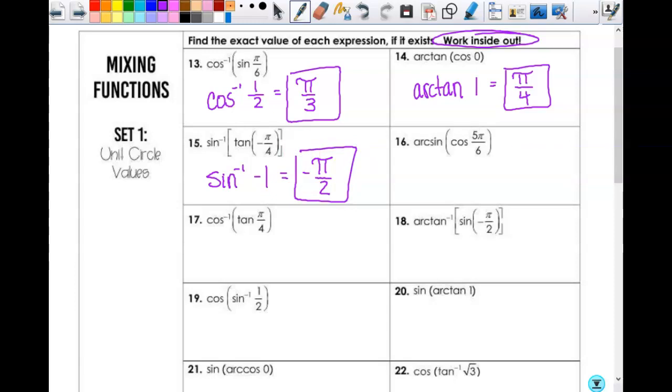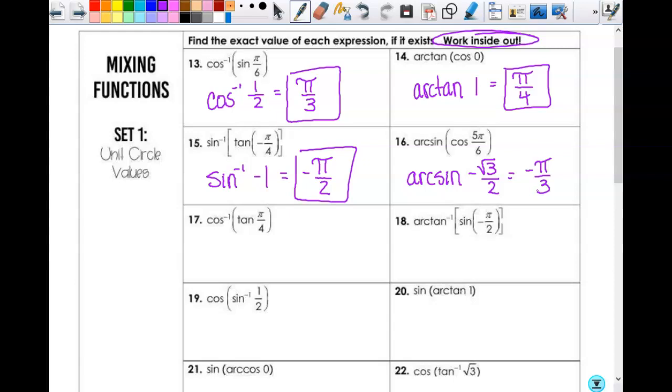Then the arcsine of the cosine of 5 pi 6. So what is the cosine of 5 pi 6? Square root of 3 over 2, positive or negative? Negative. Oh, I put equal. So negative square root of 3 over 2. So when the sine value is negative square root of 3 over 2, the angle value is negative pi thirds. Good. We okay with that?